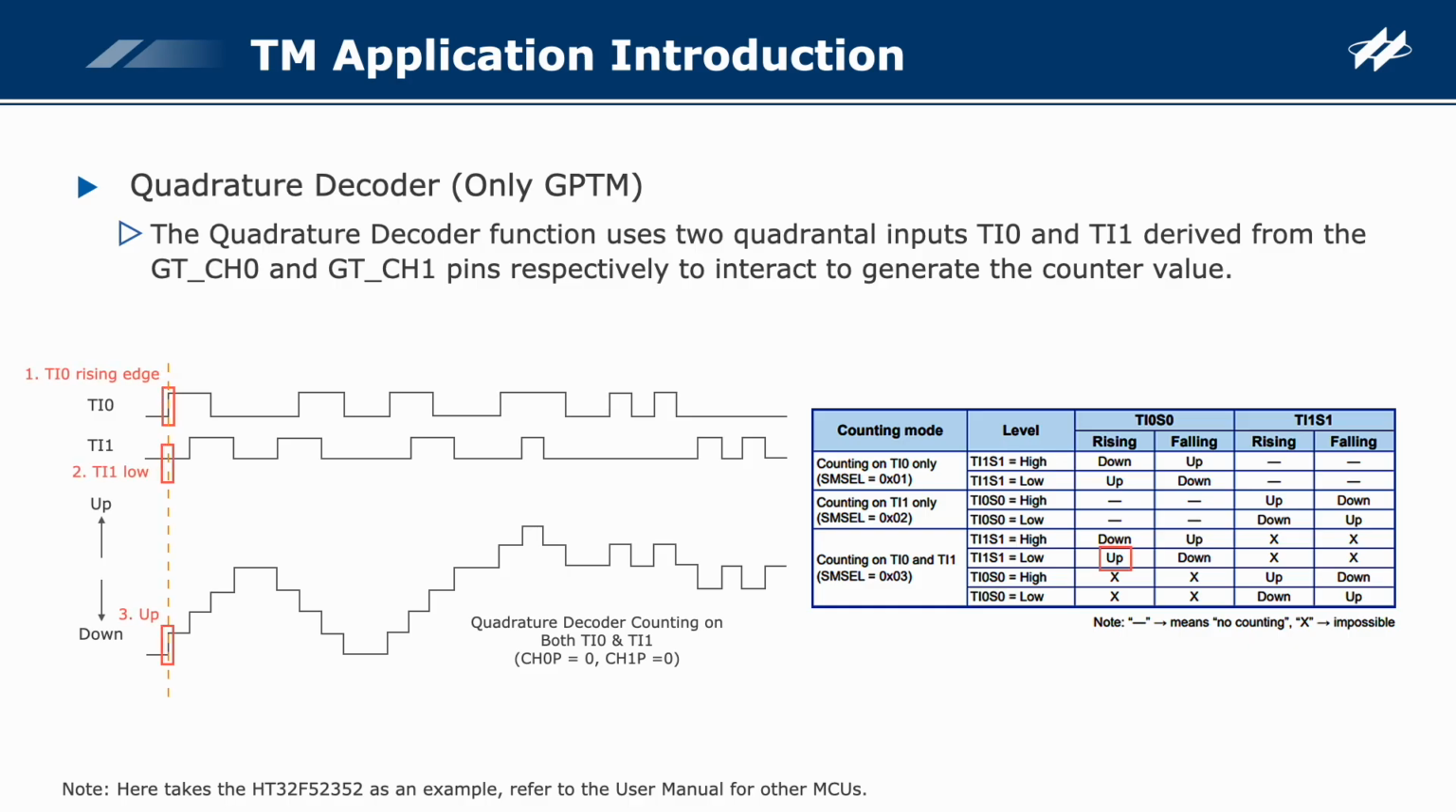Initially, TI0 is a rising edge and TI1 is at a low level. As shown in the figure, the counter value increases. Next, TI0 is at a high level and TI1 is a rising edge. As shown in the figure, the counter value increases again. The rest of the process is the same, so it is not introduced here.